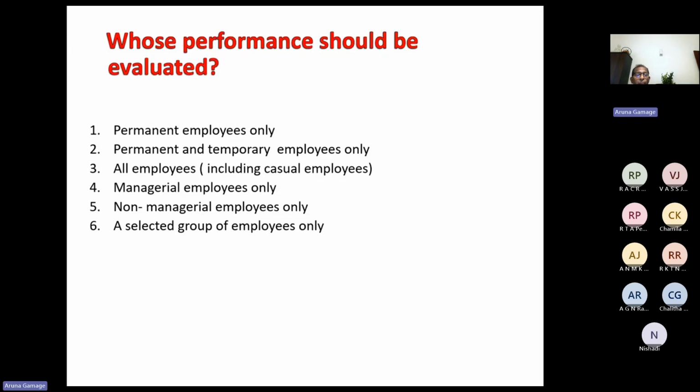For example, as a policy, we evaluate the level of performance of permanent employees only. As a policy, we evaluate the level of performance of non-manager employees only. As a policy, we evaluate the level of performance of manager employees only. Once you have a policy, you have to follow it. That is one of the issues that you want to find an answer to by means of formulating a policy: whose performance should be evaluated.